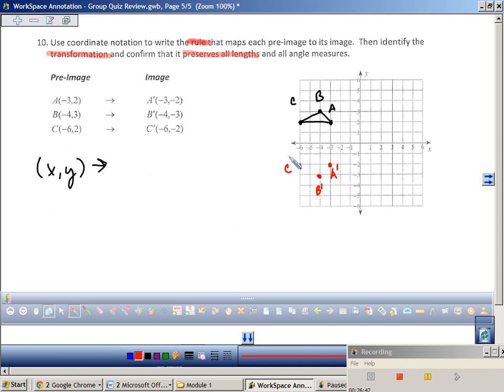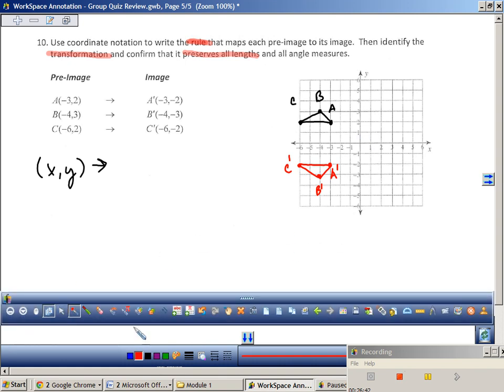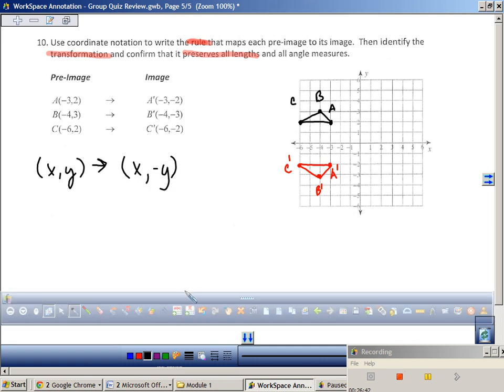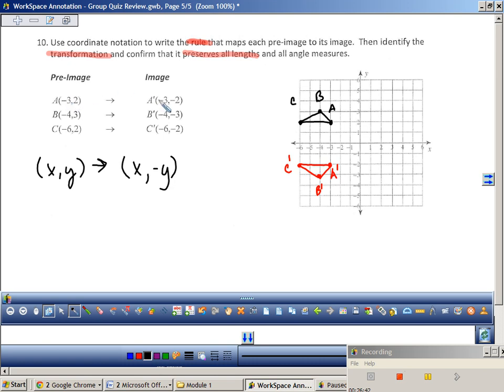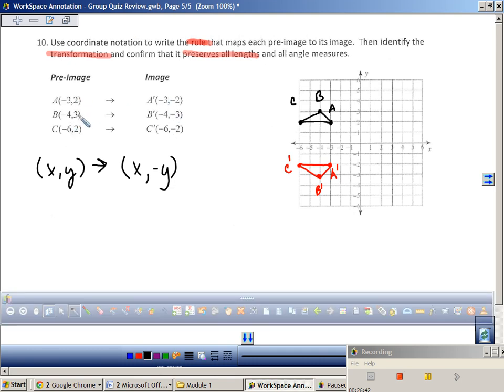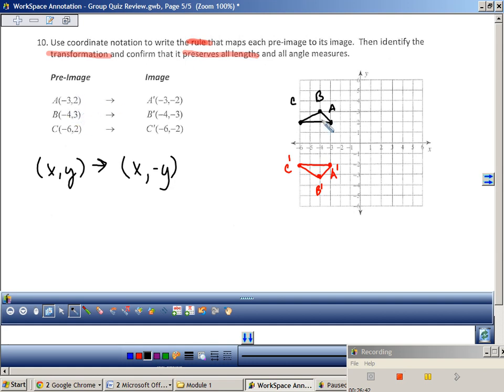This is a, what? A reflection. Over what axis? It's over the x-axis. What do I know about reflections over the x-axis? The y changes. The x stays the same and the y goes opposite. Or you could just look. Negative 3, negative 3. X stays the same. Negative 4, negative 4. X stays the same. Negative 6, negative 6. X stays the same. What happens to the y? Becomes the opposite in each one of those, correct? So I'm almost done. Last thing I need to do is measure.